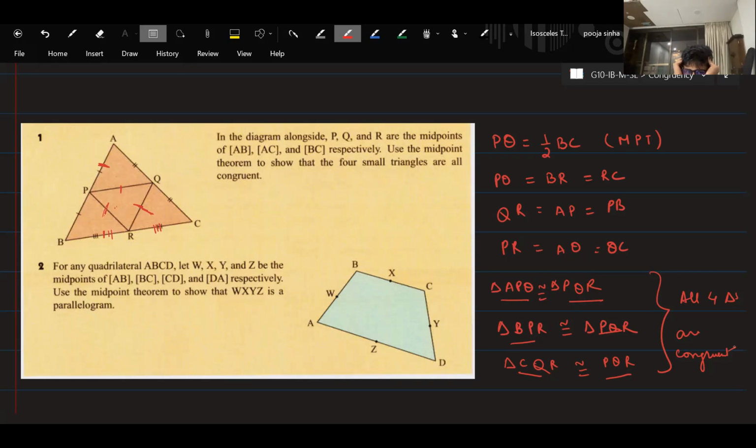How is this, miss? BPR is the same as APQ. No, you have to say that BP is equal to QR, and PR is equal to PQ. Should I explain it? And PR is the same side, the common side. So can we say that the two triangles are congruent?